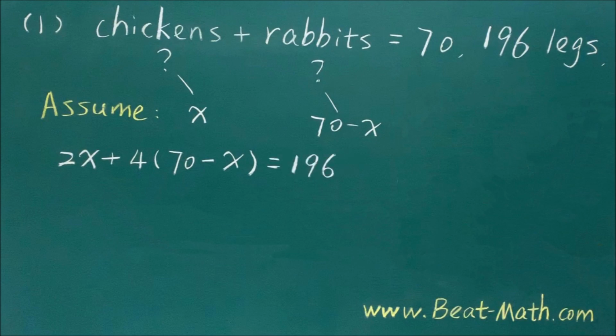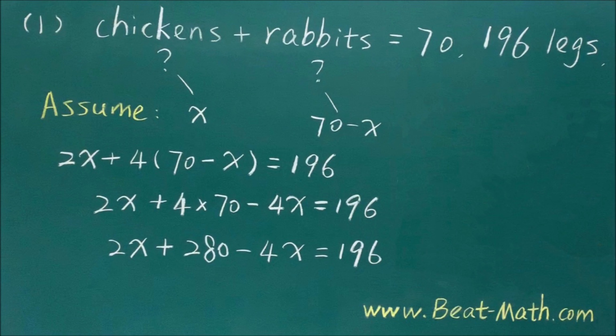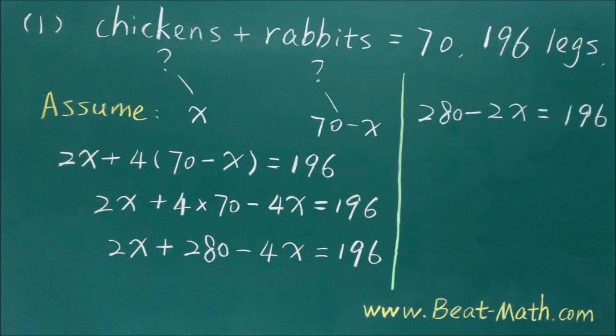Now to solve the problem. With the skill we've already learned, it will be quite easy. We begin with multiplying out the bracket. 2x plus 4 times 70 minus 4x equals 196, which gives us 2x plus 280 minus 4x equals 196. Then, collecting the x terms together, we get 280 minus 2x equals 196.